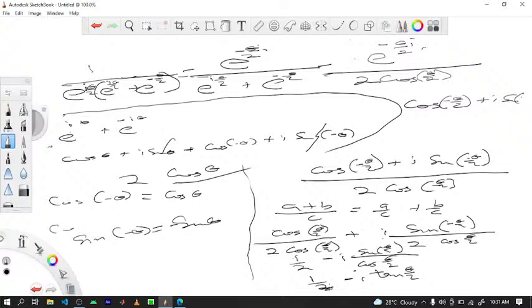So this is our real part, and this is our imaginary part. So the real part is what? Half. And the imaginary part is minus tan theta over 2.